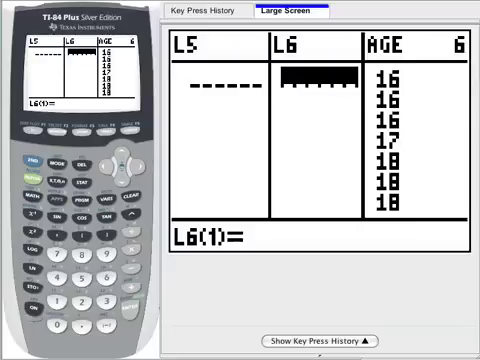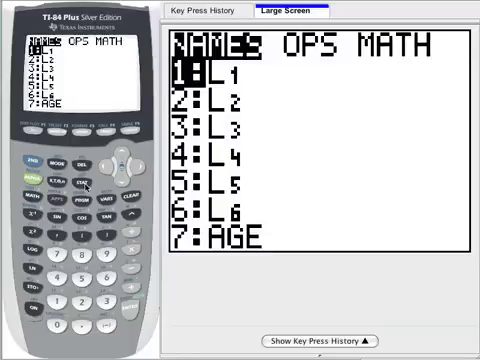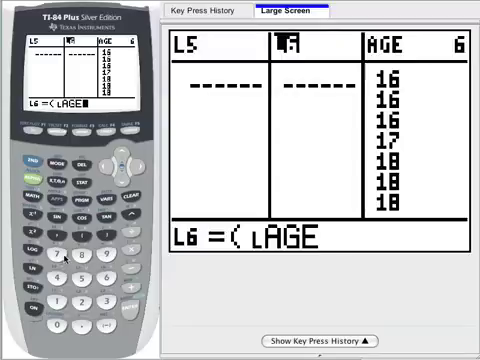Not really necessary to have that. It just helps to see what we're doing, but you could do this without having it open in the editor. And I'm going to get on top of L6, and what I'm going to ask L6 to be is the age data. So I'll hit second list and then get number 7 where my age data is living.